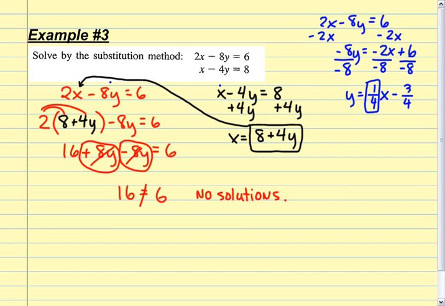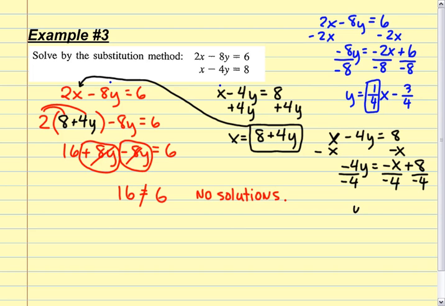Okay, well, let's look at this other equation. X minus 4y is equal to 8. Let's subtract x from both sides, and I get negative 4y is equal to negative x plus 8. Divide everything by negative 4. And I get y is equal to positive 1/4 x minus 2. Different y-intercepts, but the same slope.